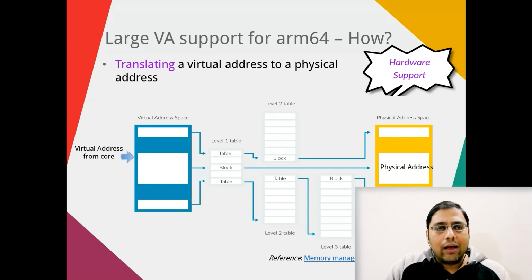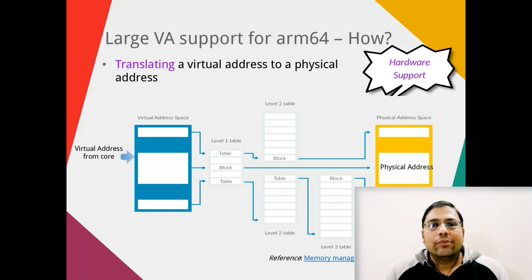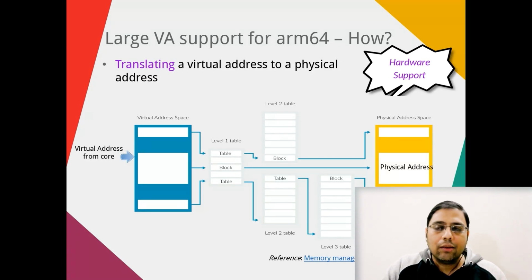When an ARM64 processor issues a virtual address for an instruction fetch or a data access, the MMU hardware translates the virtual address to a corresponding physical address. This happens via what we call a translation table walk. A translation table walk usually comprises one or more translation table lookups. In this example, I have shown three translation table levels. Level 1 is the topmost table level, and level 3 is the lowermost.